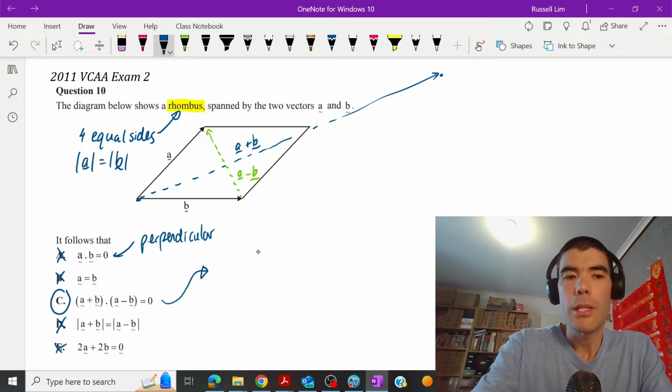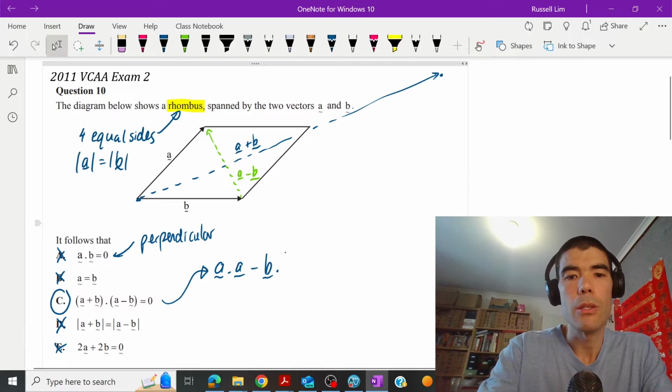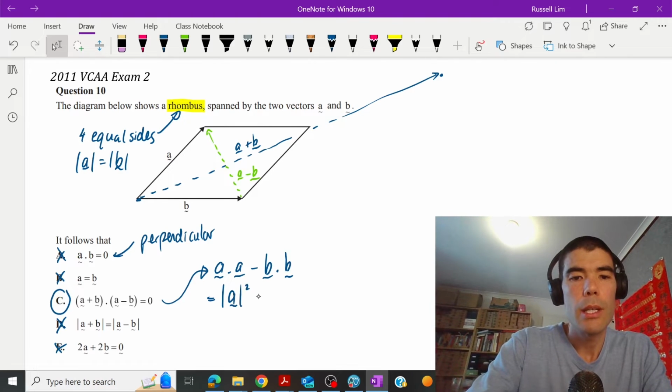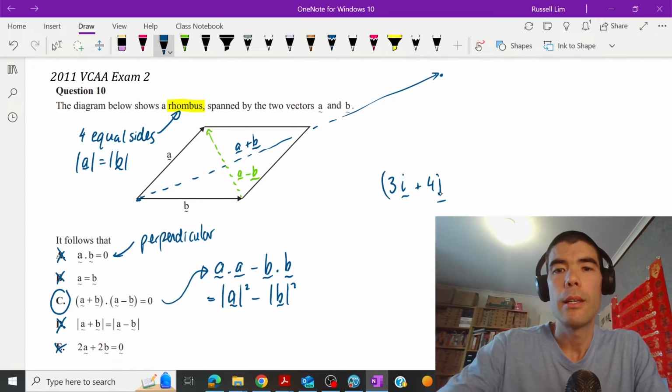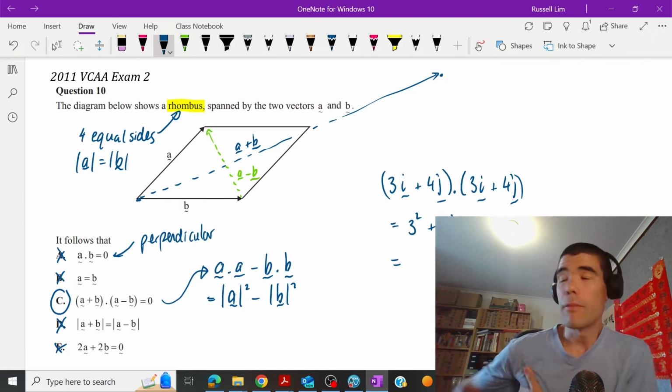The reason why it's correct is if we expand these brackets, this is like a difference of squares. We'll get a dot a minus b dot b. When we have a vector dot product with itself, we get the length of that vector squared. Imagine if a is like 3i plus 4j, and you were to dot that with itself, what would happen? You would get 3 squared plus 4 squared, which is the length of that vector squared.